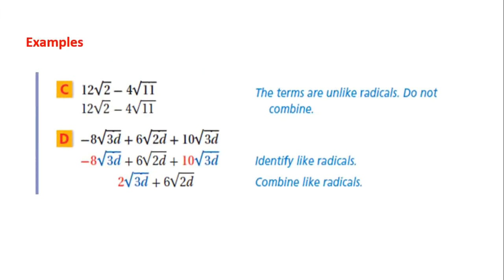Okay, move to the next one. Now 12 radical 2 minus 4 radical 11. Obviously, here the two radicals are not the same.